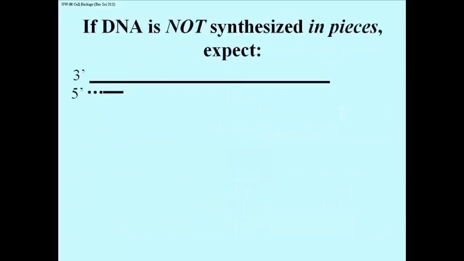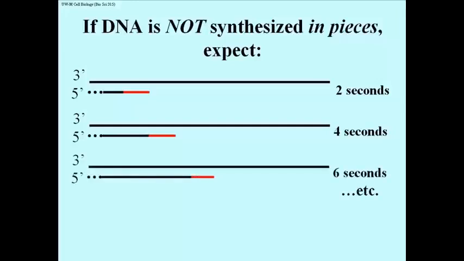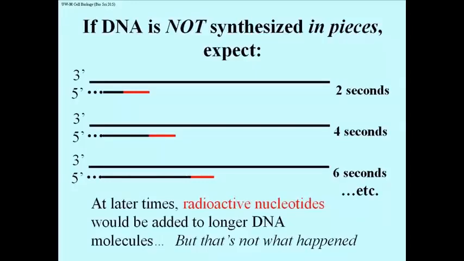Here's what one might expect in this experiment if both strands were somehow synthesized continuously and not in fragments or pieces. After 2 seconds, only short lengths of DNA would have replicated, and the added radioactive nucleotides would be put on the ends of these fragments, as shown in red here. After 4 seconds of replication, the replicated DNA would be longer, and the radioactive bits would be added to these longer pieces. And after longer and longer times of phage infection, the labeled radioactive nucleotides would be added to longer and longer lengths of replicated DNA. But that's not what Okazaki found in his experiments.